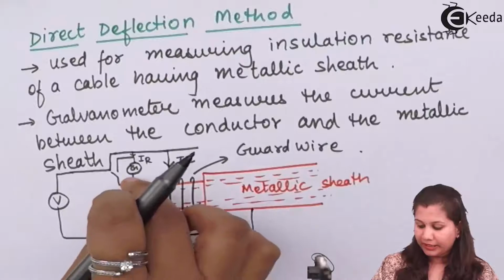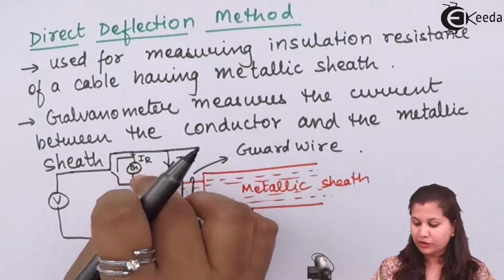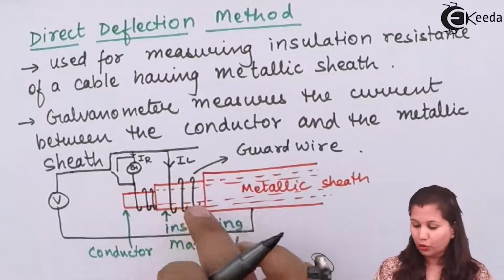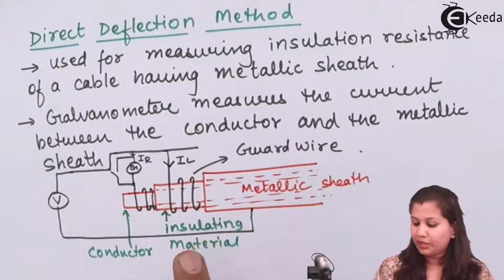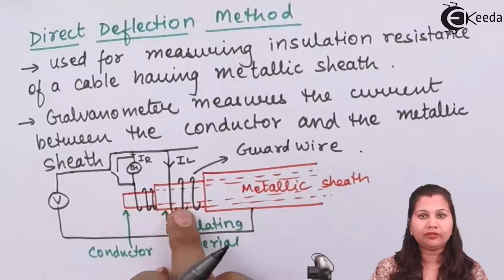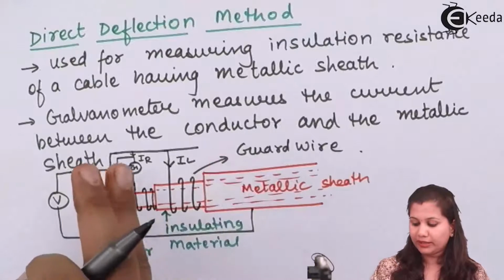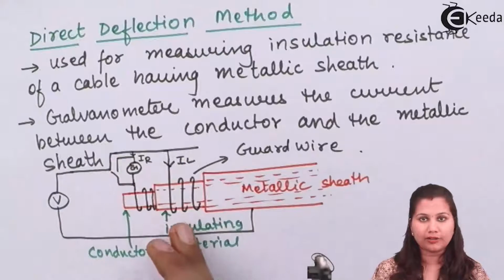Here we have connected a galvanometer which is measuring the current. And here a guard wire is connected over the insulating material. Now due to this insulating material, we will have the leakage currents. So this guard wire is bypassing the leakage currents through it.